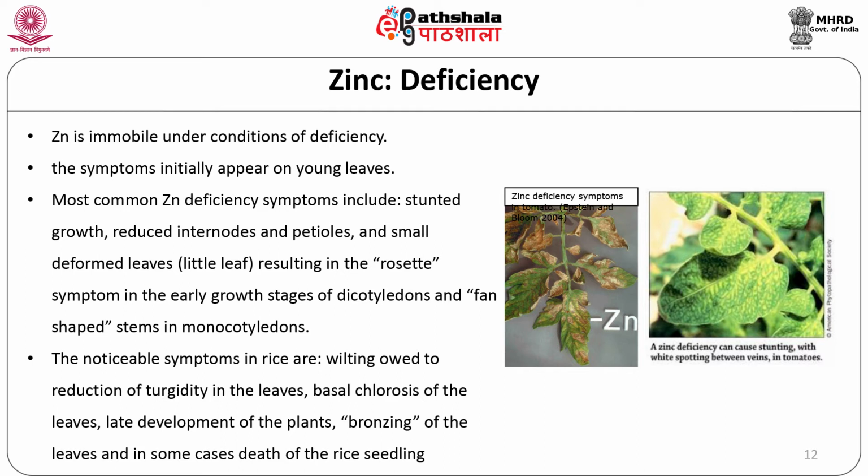The most observed symptoms in rice are wilting caused by the reduction of turgidity in the leaves, basal chlorosis of the leaves, and the late development of the plants. Bronzing is a characteristic deficiency symptom observed in the rice plants. The zinc deficiency can also lead to the death of rice seedlings during the growing stages.